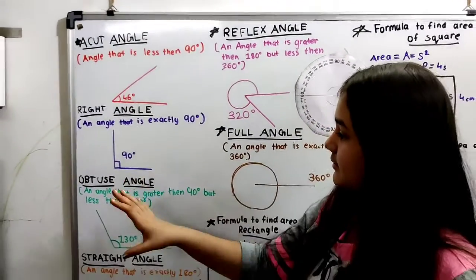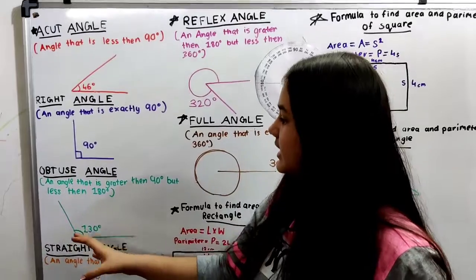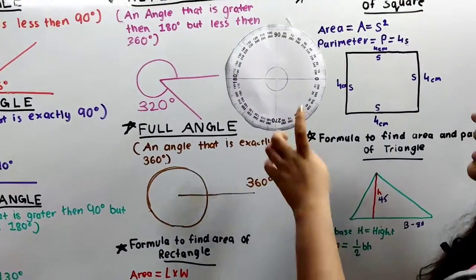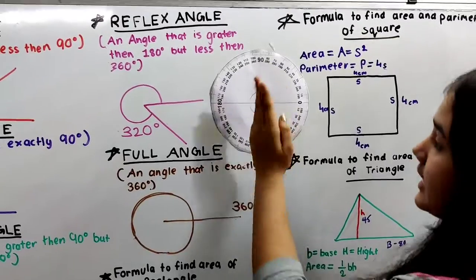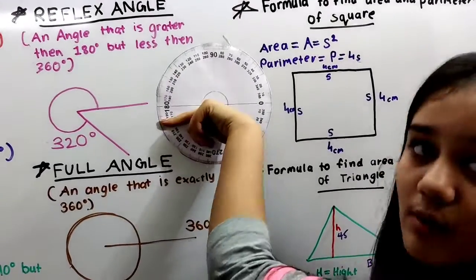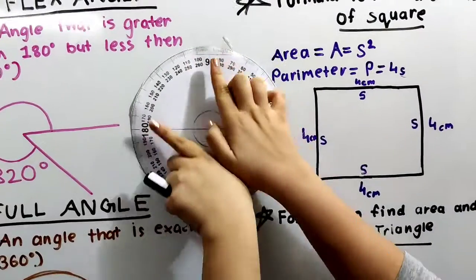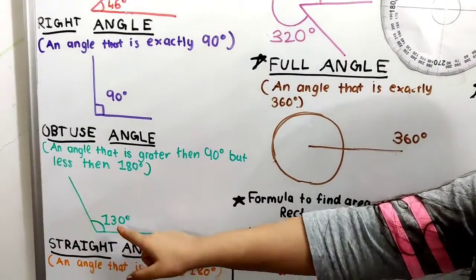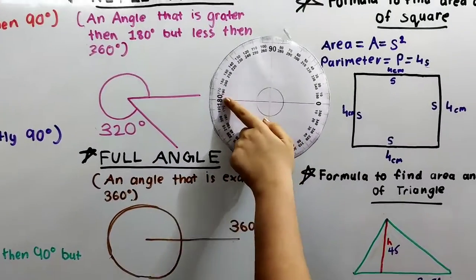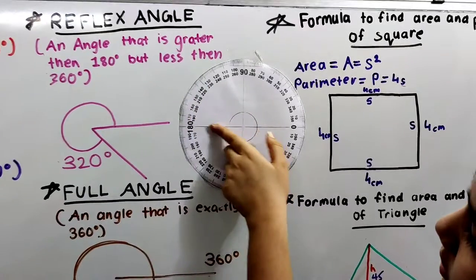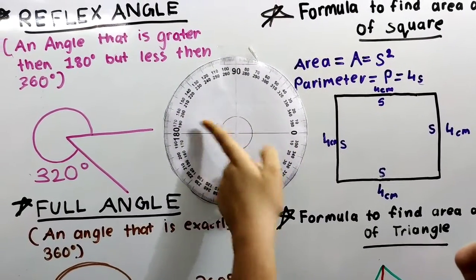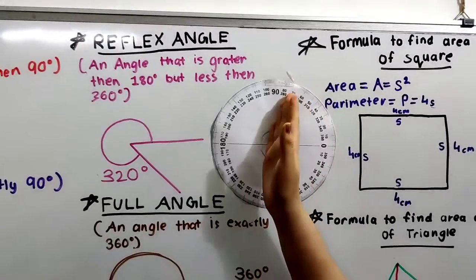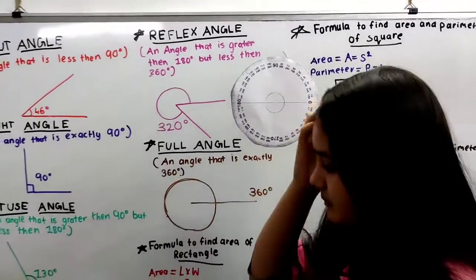Then over here we have the obtuse angle, an angle that is greater than 90 but less than 180. So over here we have an angle more than 90 degrees but less than 180, between these two angles. For example, you can see I have taken 130. So you can see 130 is located somewhere over here. This is the 130 angle, so it's more than 90 but less than 180.